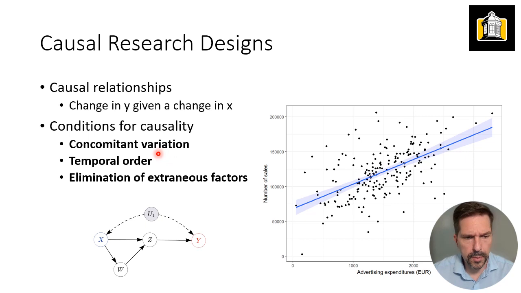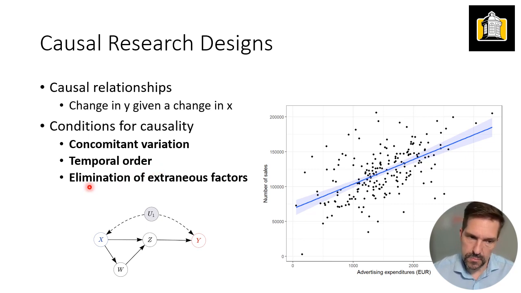I think this is simple, right? The next thing is x needs to move first before y moves. So the temporal order in the changes needs to be such that first the variable that you think is the cause moves, and then the effect needs to happen. There needs to be a temporal change in between the two of them. Otherwise, you do not know what caused what.